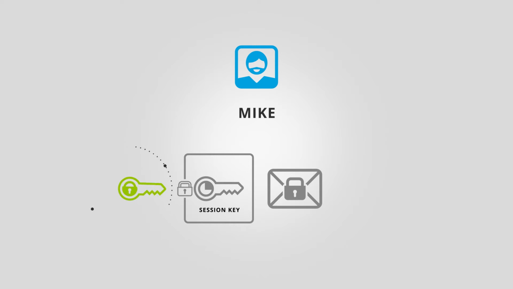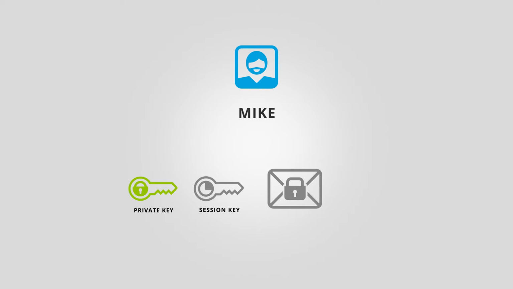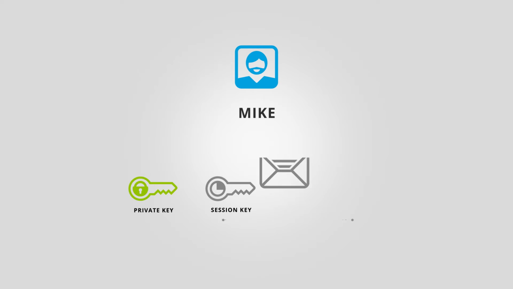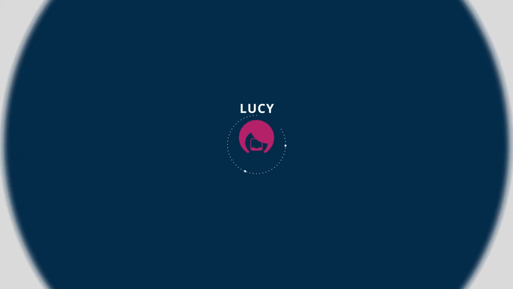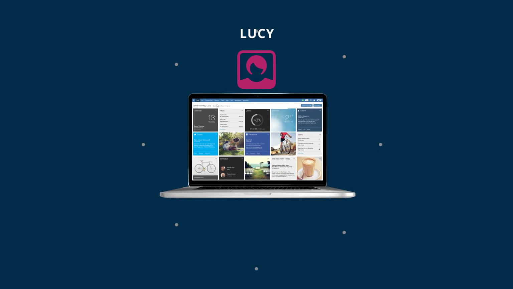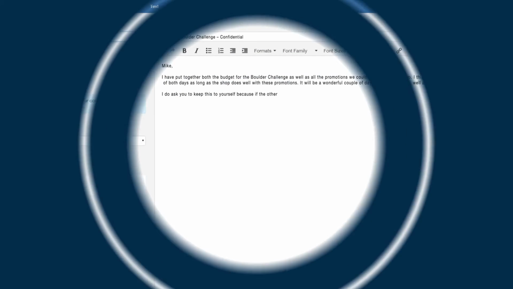OX Guard first uses the recipient's private key to decrypt the session key. Once it has extracted the session key, it can use that session key to decrypt the actual email and all its attachments. Everything is fast, efficient, and very secure. Let's see all of this in action when Lucy writes a secure email to Mike using OX Guard.